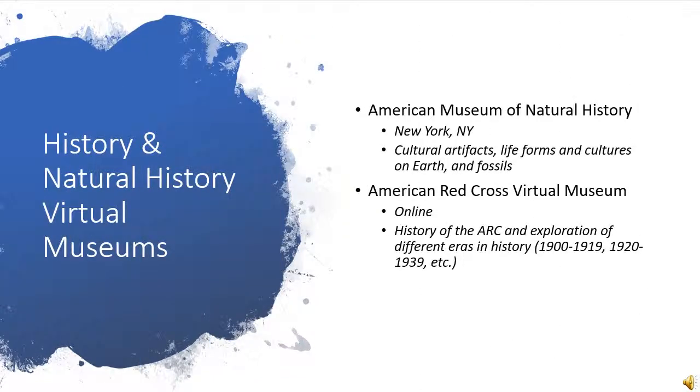History and natural history museums will be very beneficial for a science class as well as a history class. The American Museum of Natural History in New York is a virtual museum that is available online, and it has several exhibits including cultural artifacts, life forms and cultures on Earth, and fossils. The American Red Cross Virtual Museum is only online, but it does provide interesting facts about the history of the American Red Cross and the exploration of different eras in history.